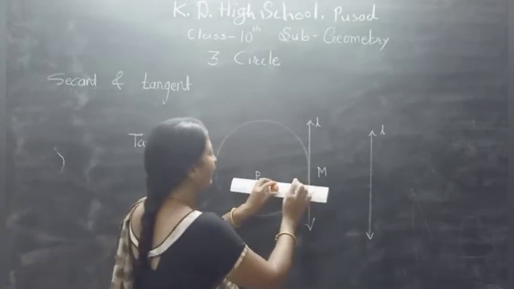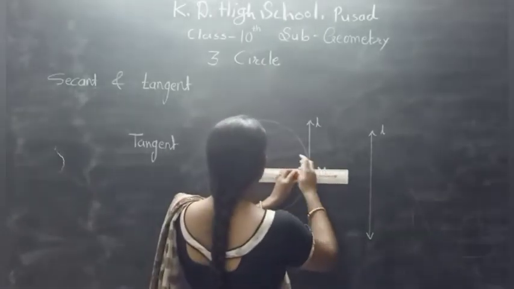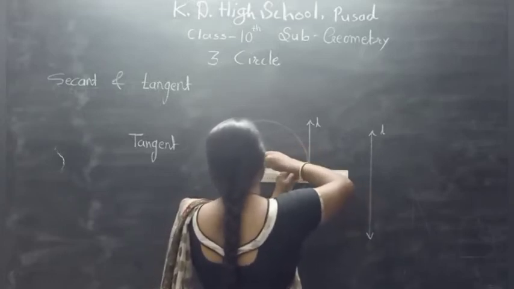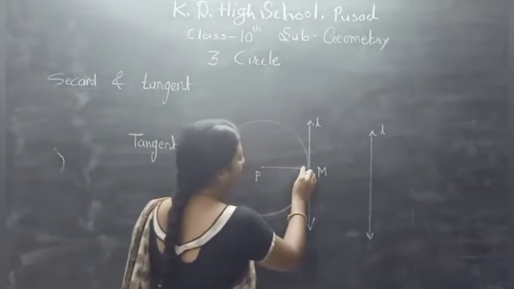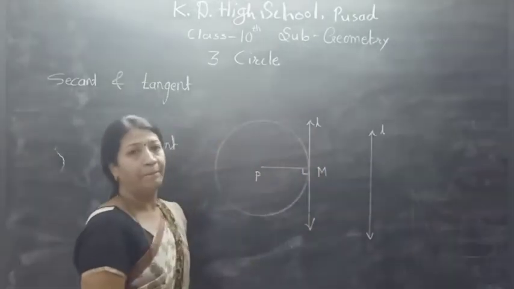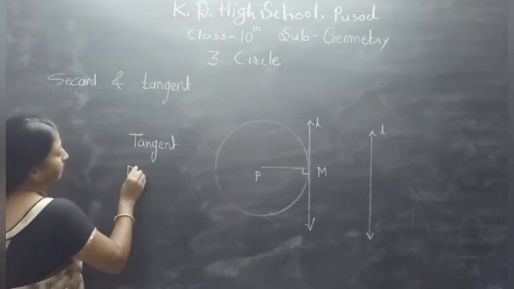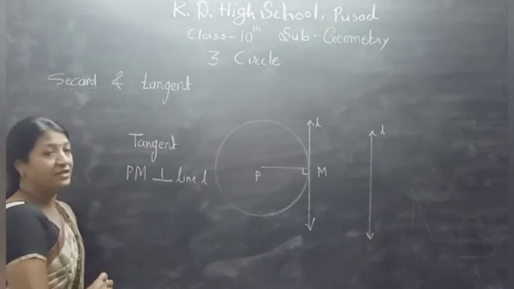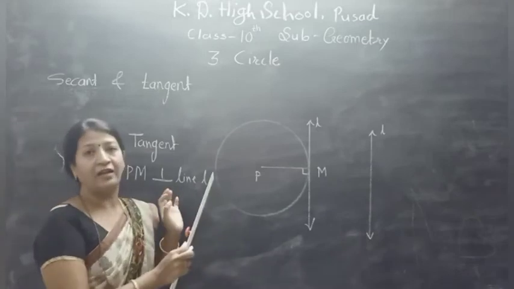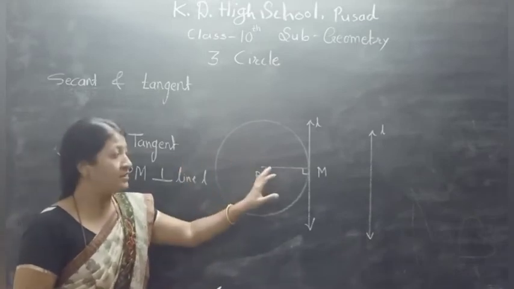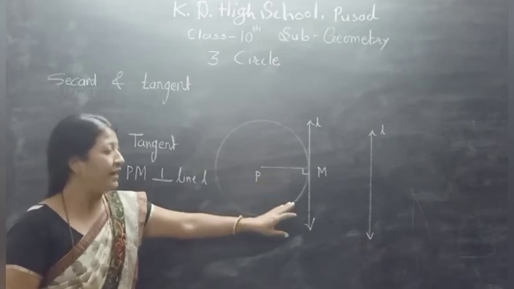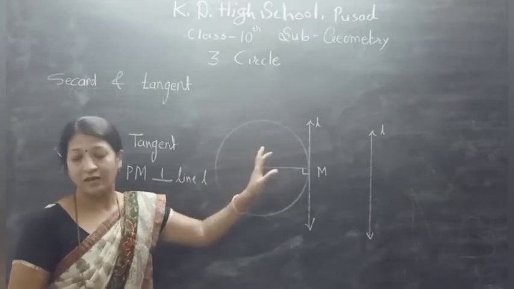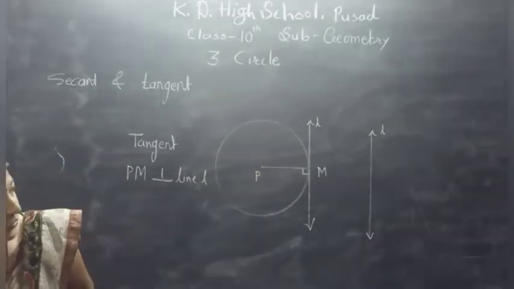Now, what is the relation between the radius of the circle and the tangent? Here, this radius of the circle PM is perpendicular to line L. PM perpendicular to line L. This is the relation between the tangent and the radius. So this is a new concept for you. Tangent line: the line which has one point common to the circle.